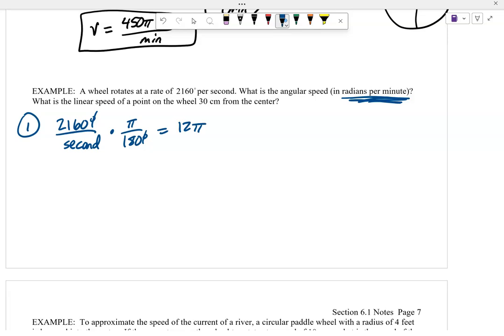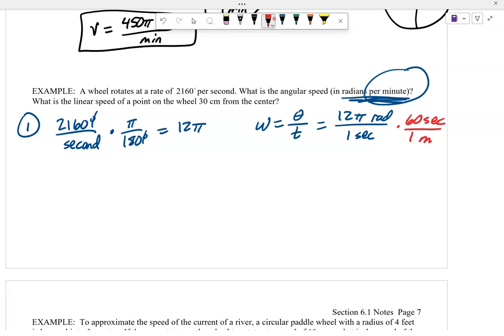Okay, so let's go ahead and find our angular speed first, which is theta, the rotation over time t. Well, what we have is 12 pi radians, and right now it's per second. We want it per minute. They asked us to do it per minute. Well, we know there are 60 seconds for every 1 minute.